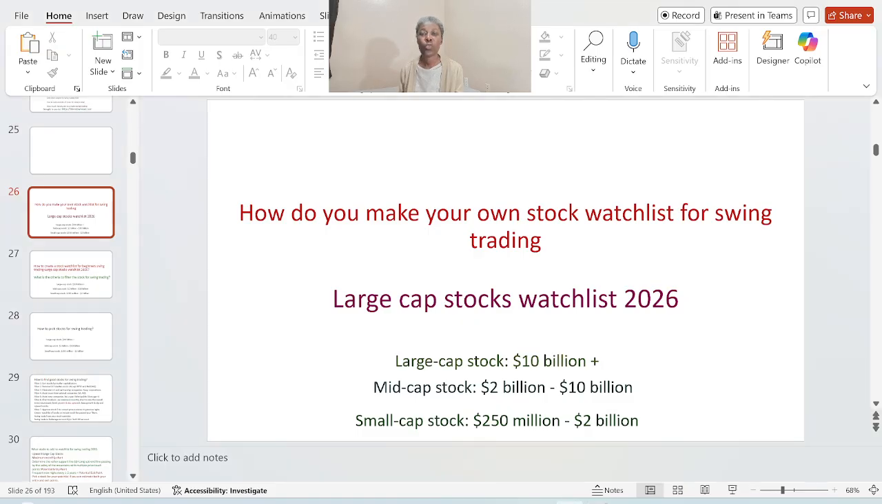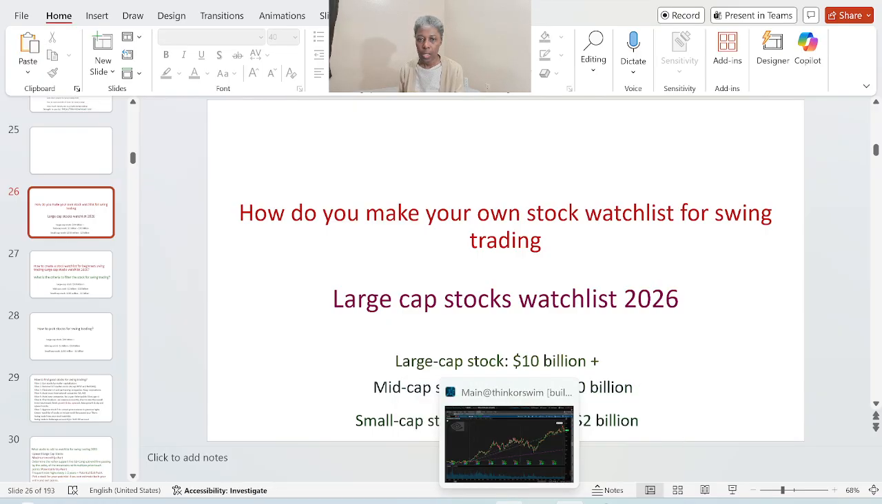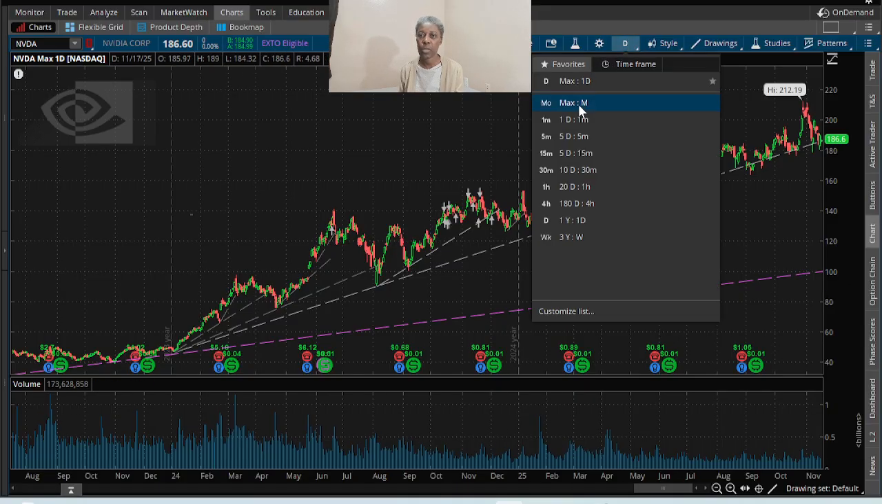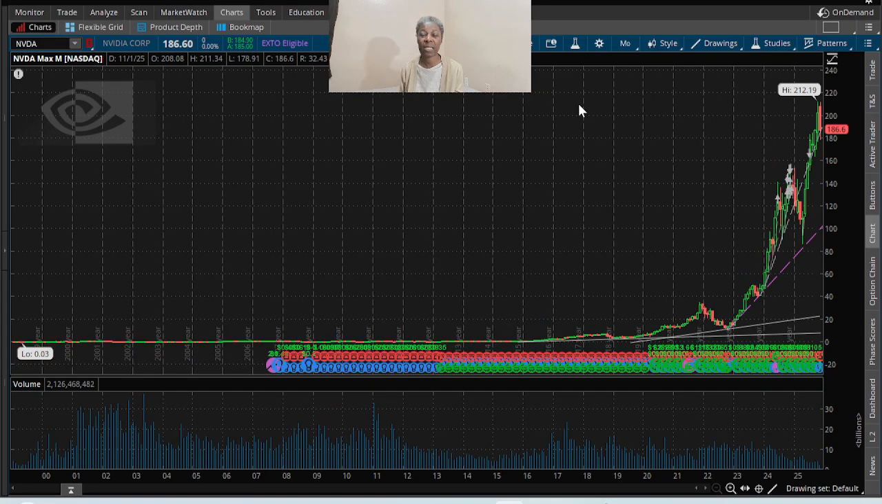Hello, how do you make your own stock watch list for swing trading? We are going to go to the Think or Swim platform and change the chart to the maximum monthly chart. That way you can see a wide range to see the overall pattern of the chart.